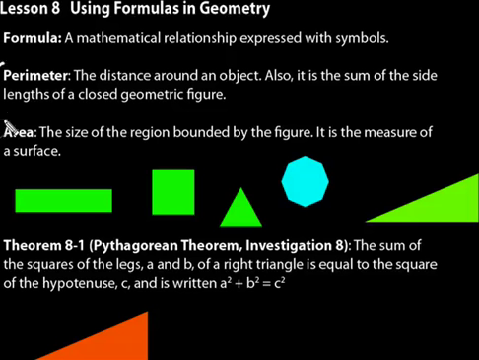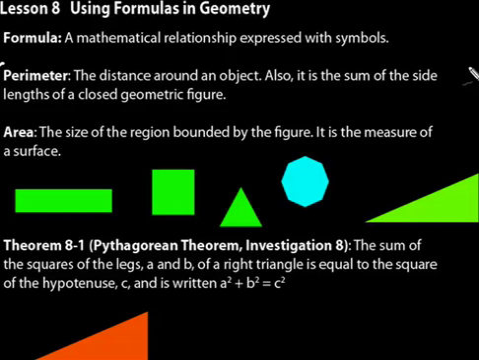And if we had a figure and we want to find the perimeter, that would be the distance around that figure, basically, or object. It's also the sum of the side lengths of a closed geometric figure. Now, a closed geometric figure, as opposed to an open one, this is a closed geometric figure there, and an open one would be like that, where the sides don't all connect together.